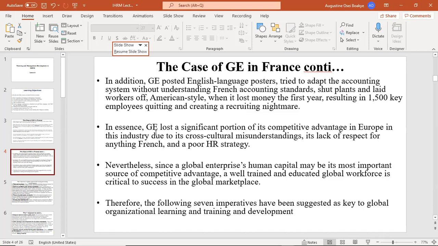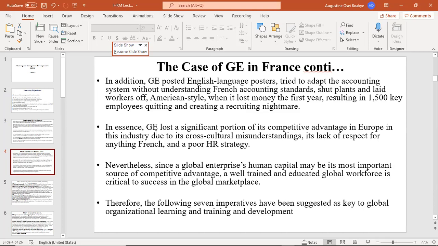They were trying to lay off workers in the American style when it lost money the first year, resulting in 1,500 key employees quitting and creating a recruitment nightmare. In essence, GE lost a significant portion of its competitive advantage in Europe in this industry due to its cross-cultural misunderstandings, its lack of respect for anything French, and a poor HR strategy.